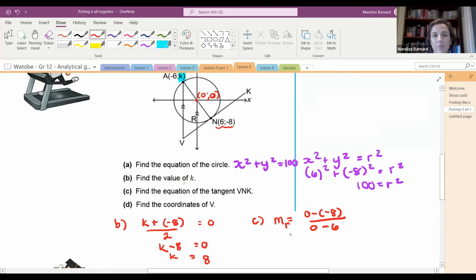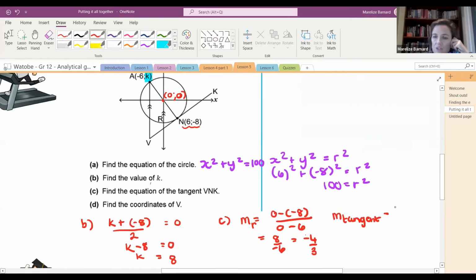And that makes sense, right? Because 8 plus a negative 8 is going to give me 0, divided by 2 is 0, which is the midpoint. So you can check your answer there. So we have 8 over -6. So 8 over -6 simplifies down to -4 over 3. So the gradient of the tangent is going to be 3 over 4. So we flip and change.